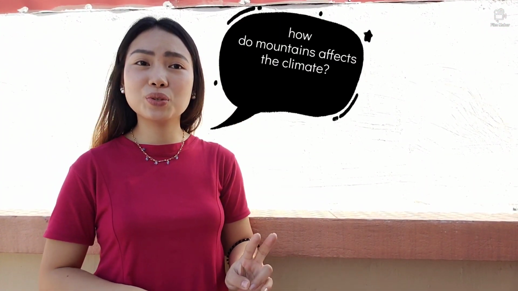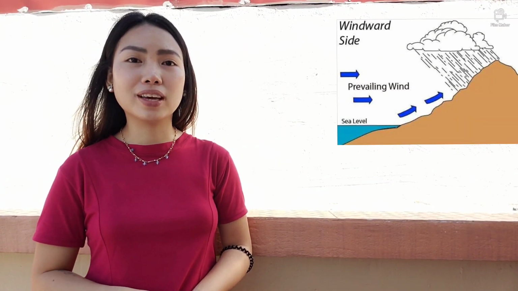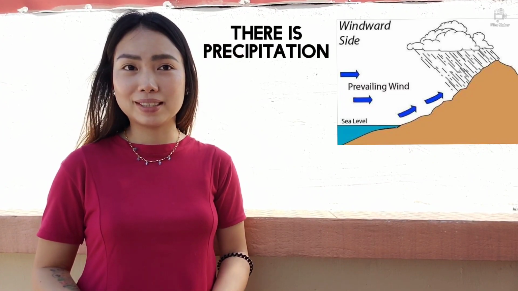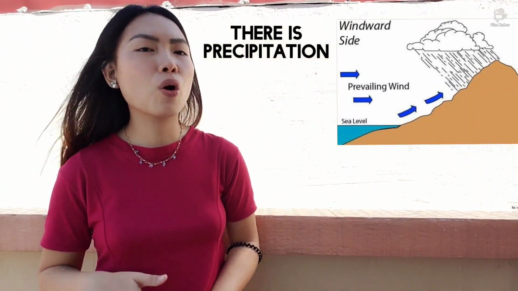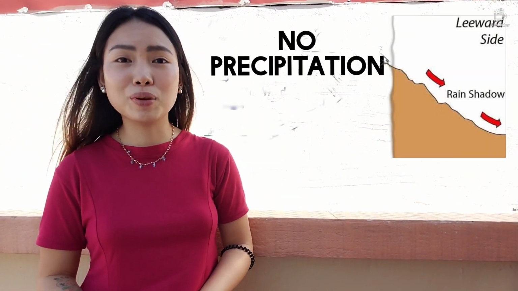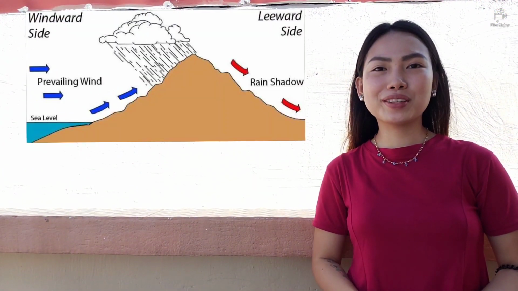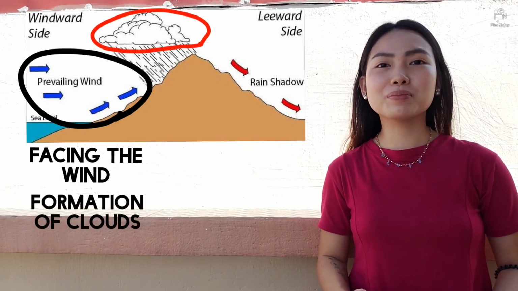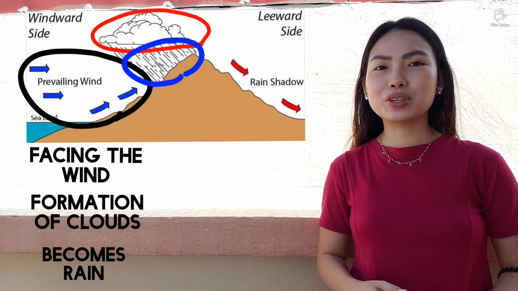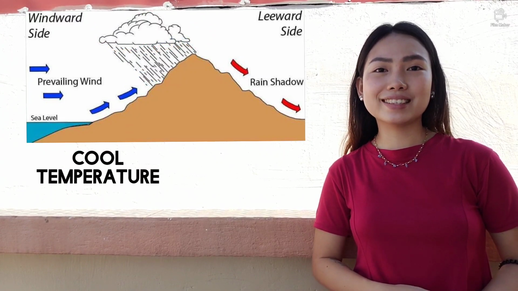This mountain has two sides, the windward and the leeward side. On the windward side of the mountain, it is where precipitation happens. Dito sa side na to ay lugar kung saan nagkakaroon ng ulan. While on the other side, the leeward side, there will be no precipitation or less precipitation. Why? The windward side of the mountain is the one that faces the wind. On this side, there is formation of clouds that becomes rain. On this side of the mountain, there is always rainfall, and this rainfall gives the cool temperature in this area.